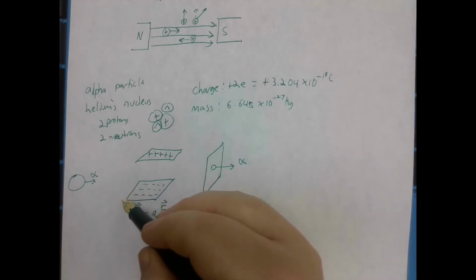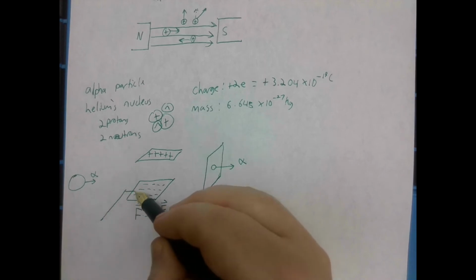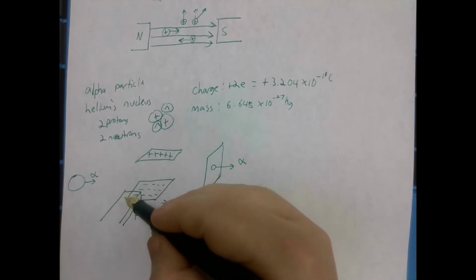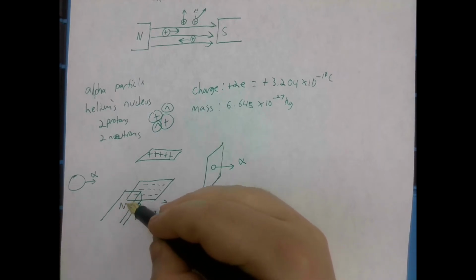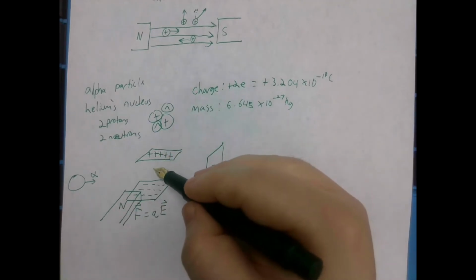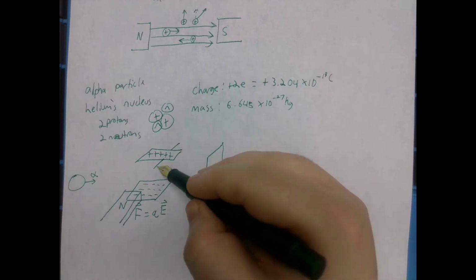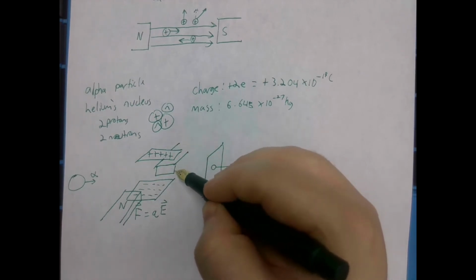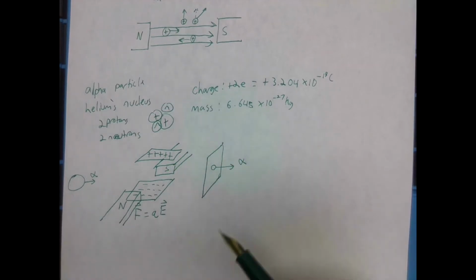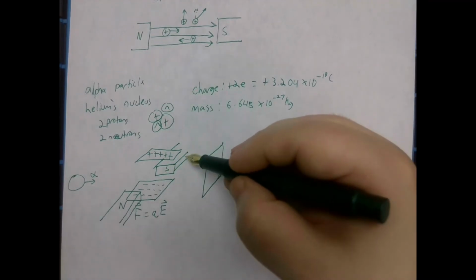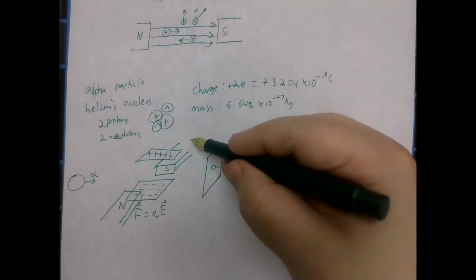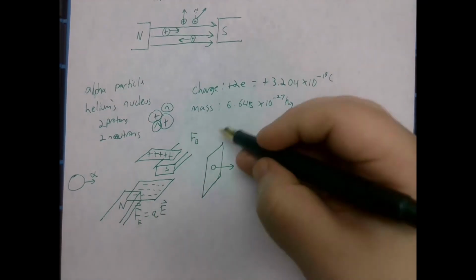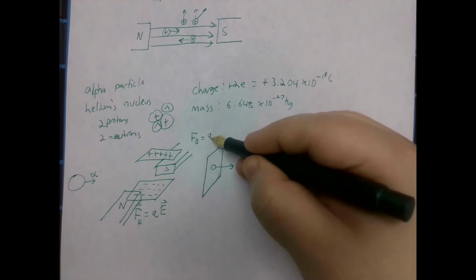And we can do that by adding a magnet, north, and south. And the strength of this field is going to be FB is equal to QVB.